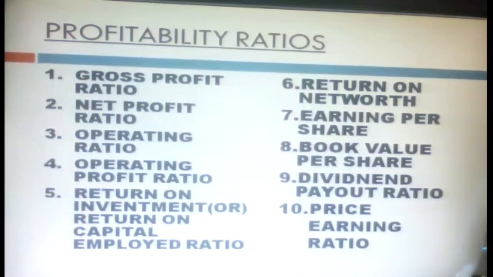In this video we are going to discuss gross profit ratio, net profit ratio, and thereafter return on investment or capital employed ratio. In the next video we are going to discuss operating ratio and operating profit ratio. That is the plan here.